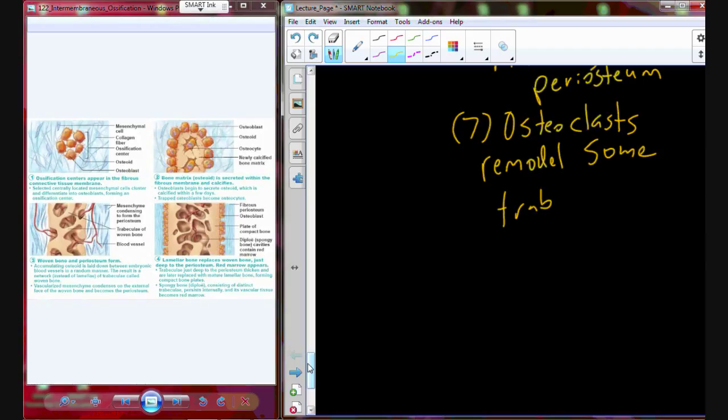So some of the osteoclasts, which are bone breaker downers, I don't know if that's a real word or not, but they break down bone, and so they begin to remodel and basically reorganize some of these forming trabeculae.